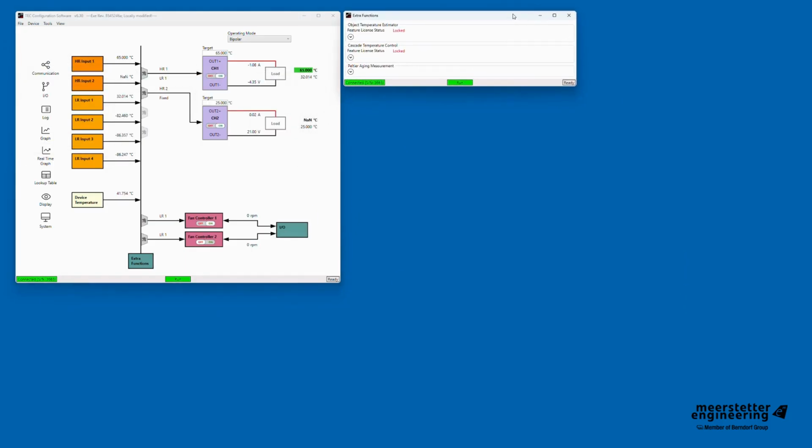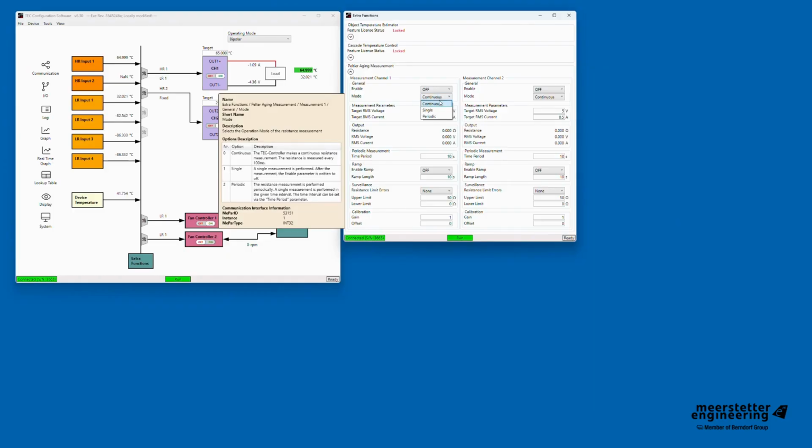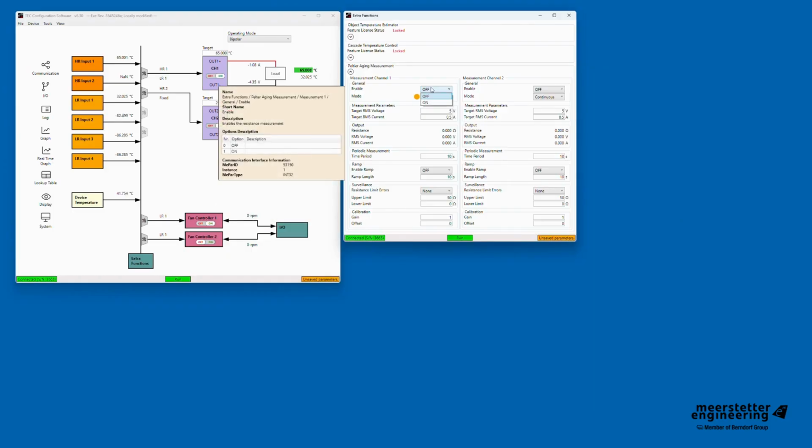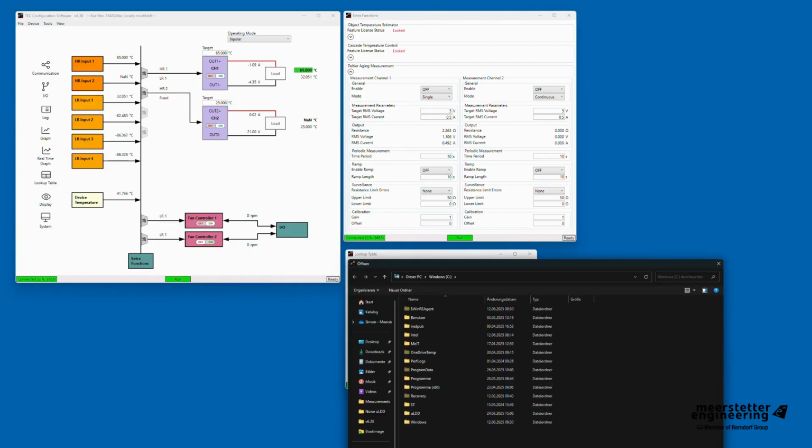Once the system has stabilized, we open the Extra Functions tab and select Peltier Aging. The diagnosis mode is set to single. This means the measurement will be performed once per cycle, triggered by the lookup table. Although not strictly required to enable the aging diagnosis feature, a lookup table is recommended for this test.